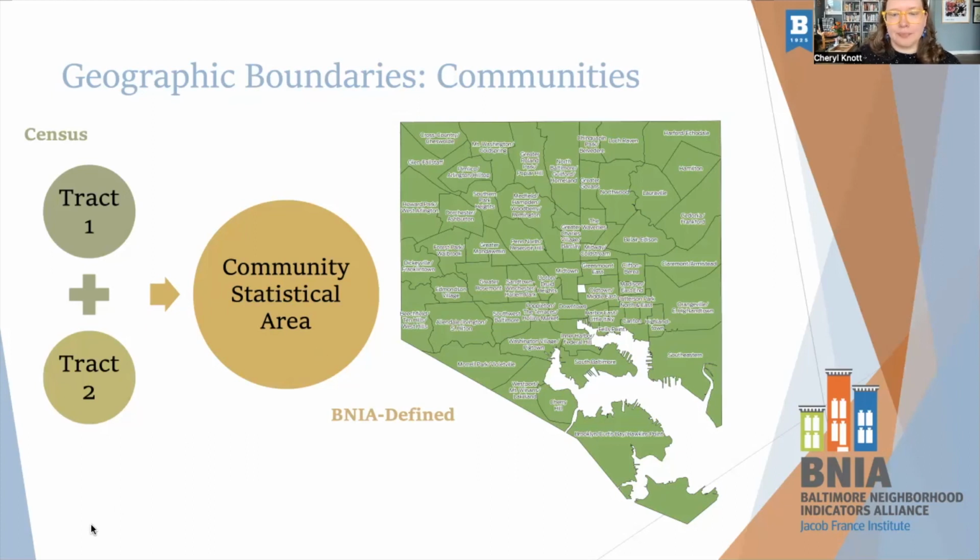In addition to the Baltimore Neighborhood Indicators Alliance, you will find some other folks using CSAs. Because we have open data sets, a lot of faculty and student researchers at universities will opt to use the community statistical area. And we have also been working with the Baltimore City Health Department. They have used the community statistical area for reporting out some of their community health profiles for many years now.